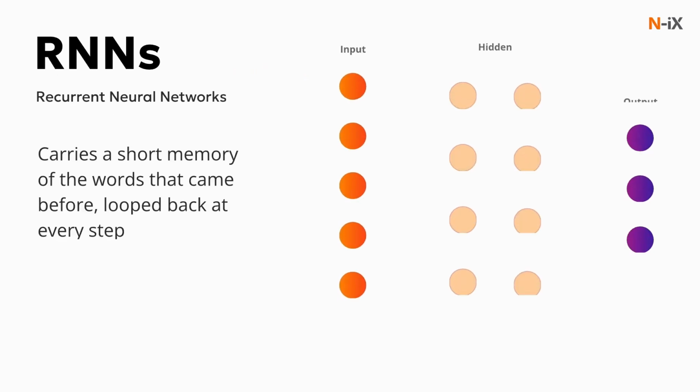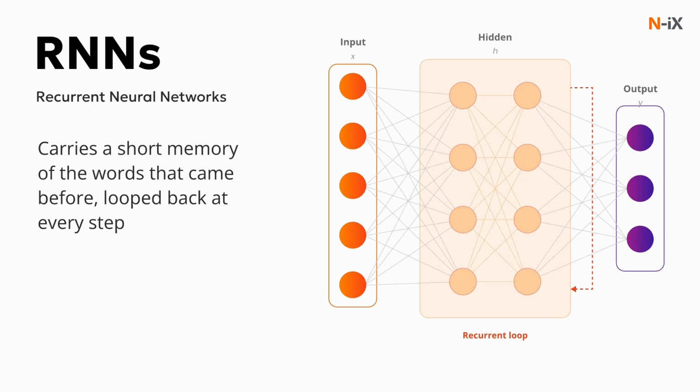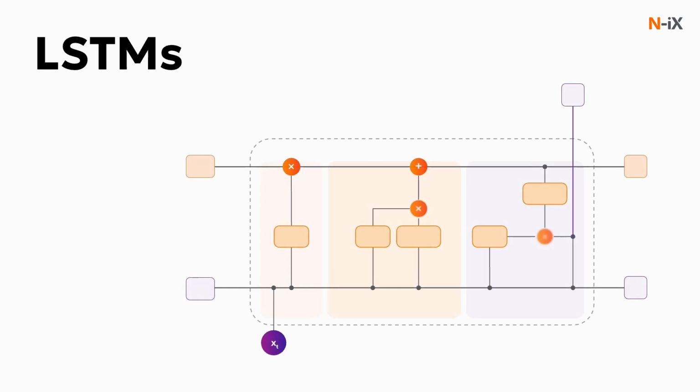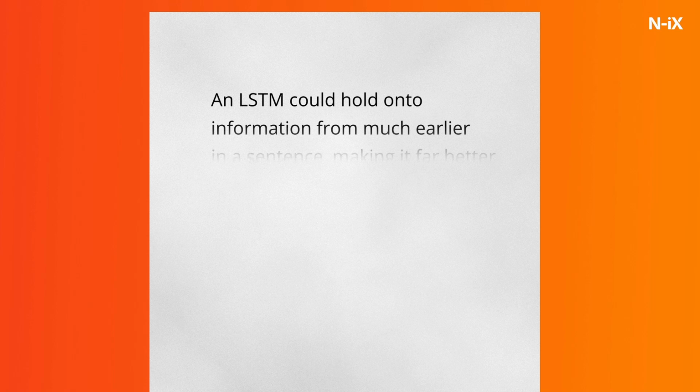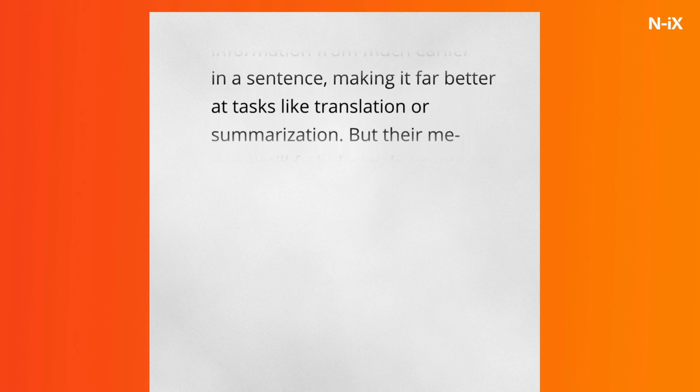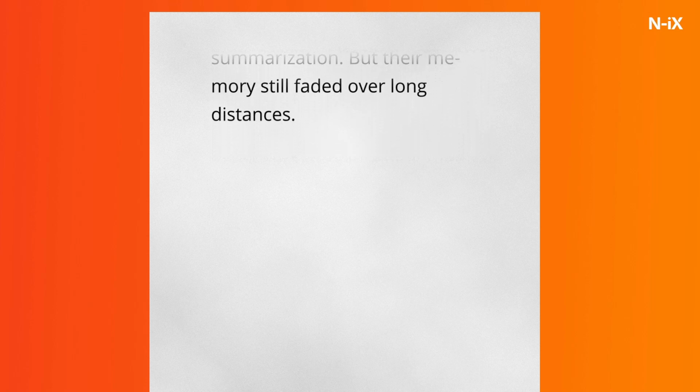Recurrent neural networks were the first serious attempt to use neural networks on language. The key idea was to process words one at a time in sequence, carrying a short memory of what came before. Long short-term memory networks fixed RNN's biggest flaw. They forgot things too quickly. An LSTM could hold on to information from much earlier in a sentence, making it far better at tasks like translation or summarization. But their memory still faded over long distances.